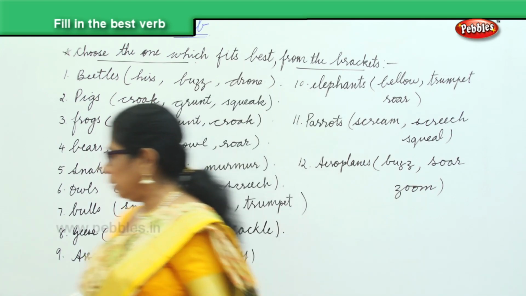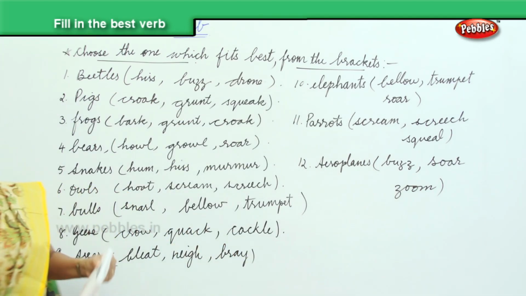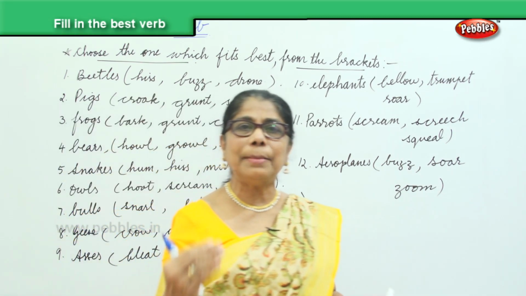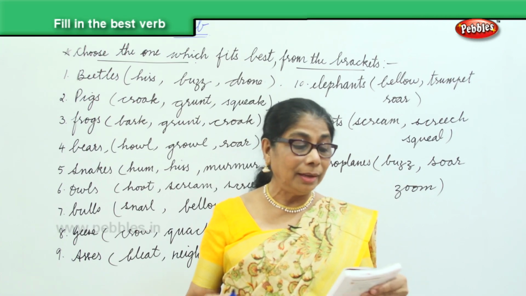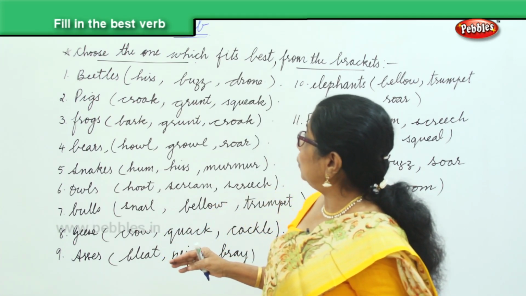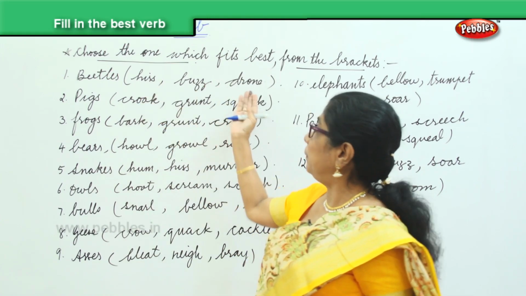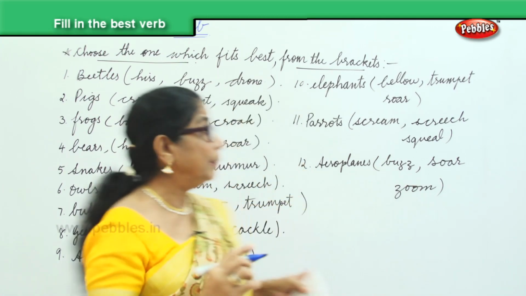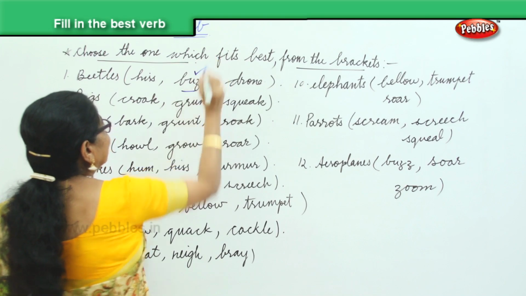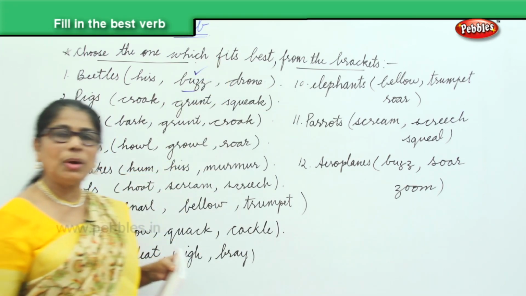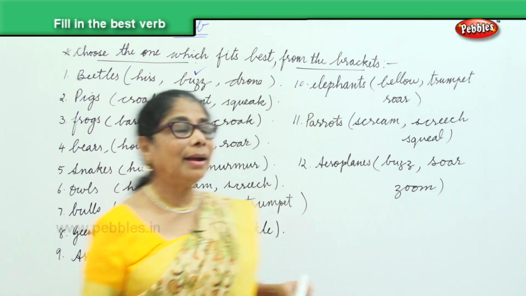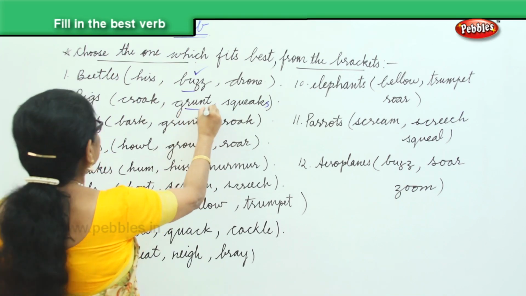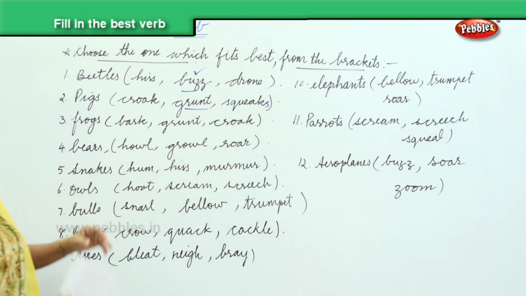Now, we have 12 items I have given you, and we have 3 words. We should know what each does. What does the beetle do? When you say beetle, you don't say beetle make the sound hiss. No, you don't say beetle drone. You will say beetles buzz. They make a big noise. The beetles buzz. Pigs, what is the noise the pig makes? Pig grunts. You won't say pig croak, pig squeaks. The pigs grunt.